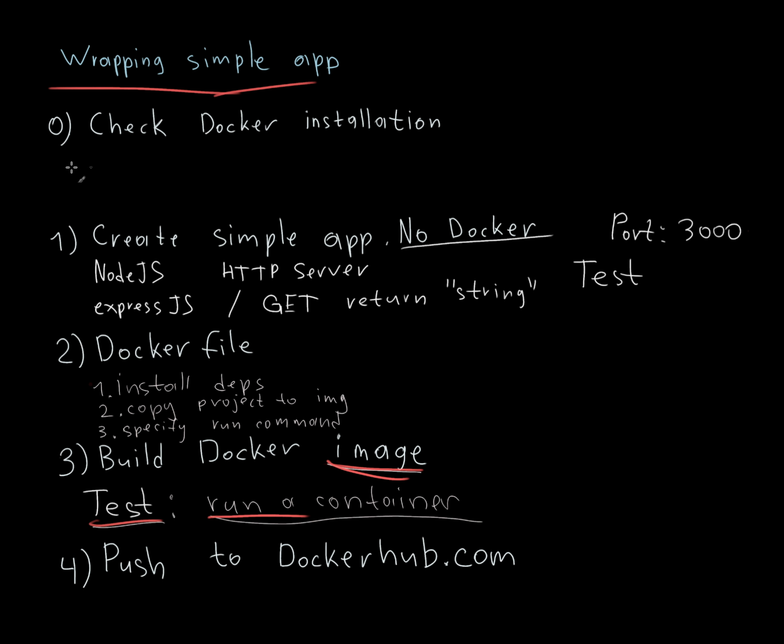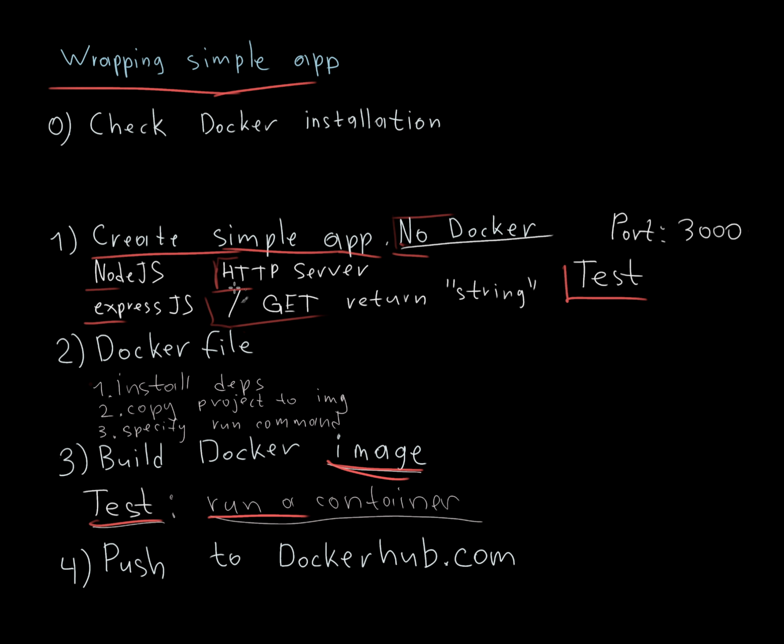First, I'm gonna show you some command to check that you have actually Docker installed. Then we're gonna build a simple application and run it without Docker, and it will be a Node.js application, and we'll use an Express.js library to create a simple HTTP server with a single route. Then we're gonna test it, and this is a step that doesn't actually include any Docker interaction at all.